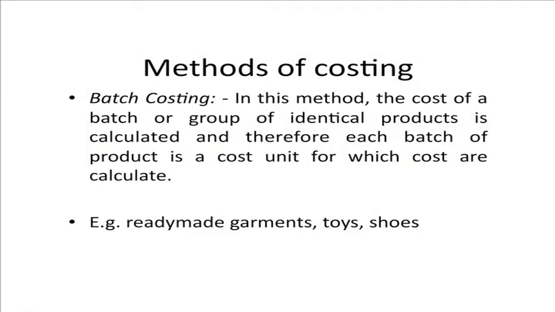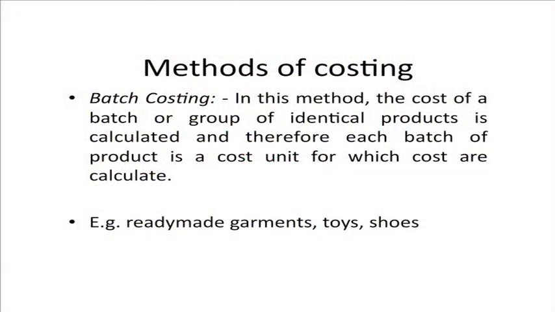Another one is batch costing. In this method, the cost of a batch or group of identical products is calculated, and therefore each batch of the product is a cost unit for which costs are calculated. So, under batch costing, a batch is assigned a cost. A group of identical products would be considered as one batch, and each batch is a cost unit for which we need to calculate the cost. Examples are ready-made garments, toys and shoes.